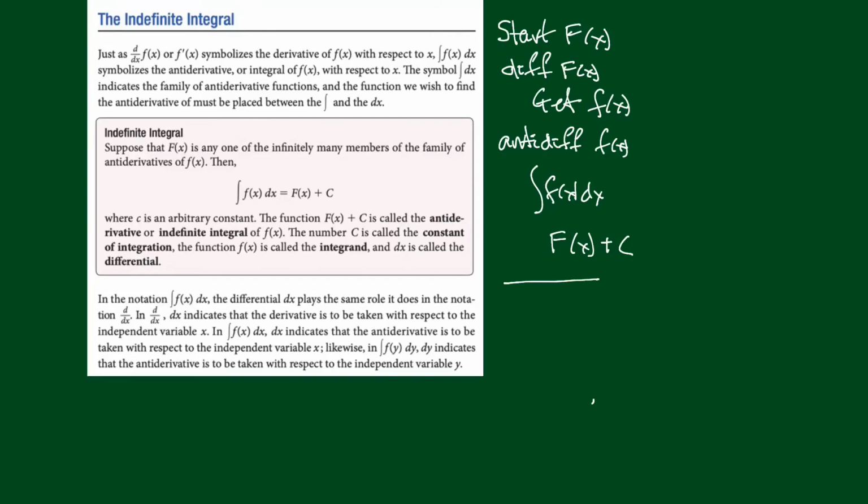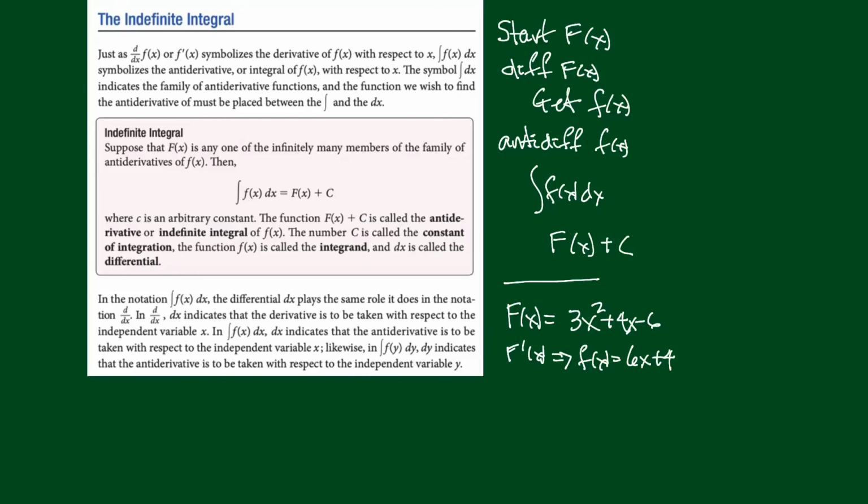So for a little example, suppose we started here. Capital F of x, or the function, is, say, 3x squared plus 4x minus 6. Okay, now that's some function. I differentiate this function, so what do I get? I could write that as f prime of x, but instead of f prime, we're going to call that f of x. So I differentiate it and I get 6x plus 4.